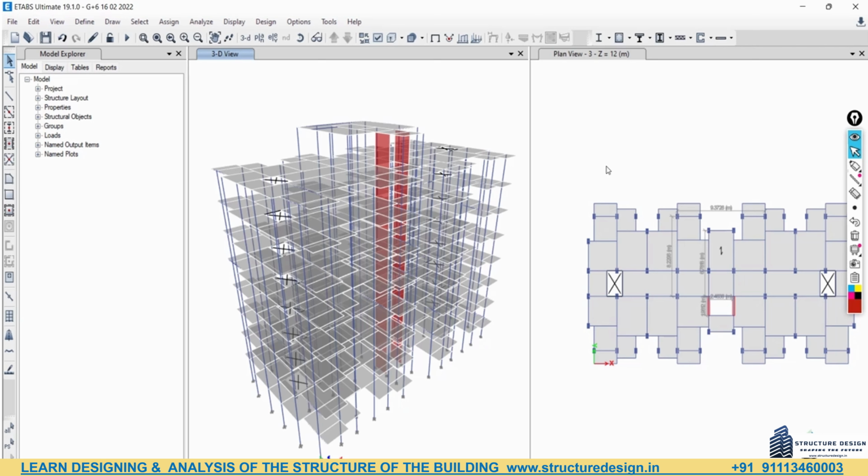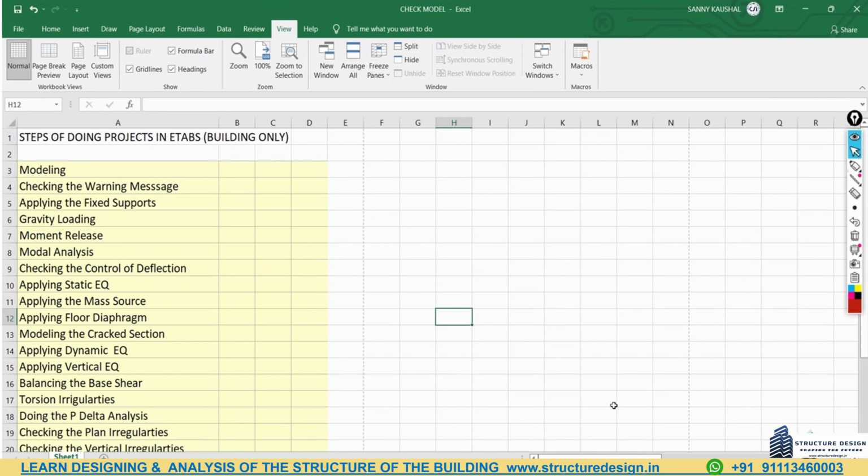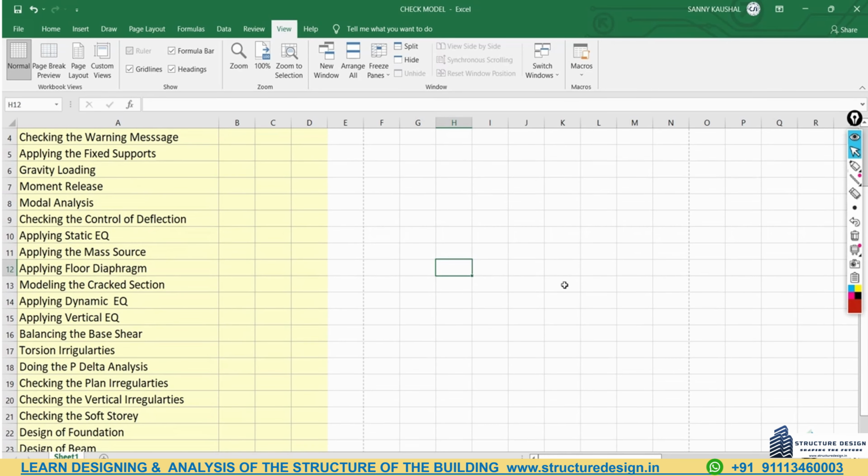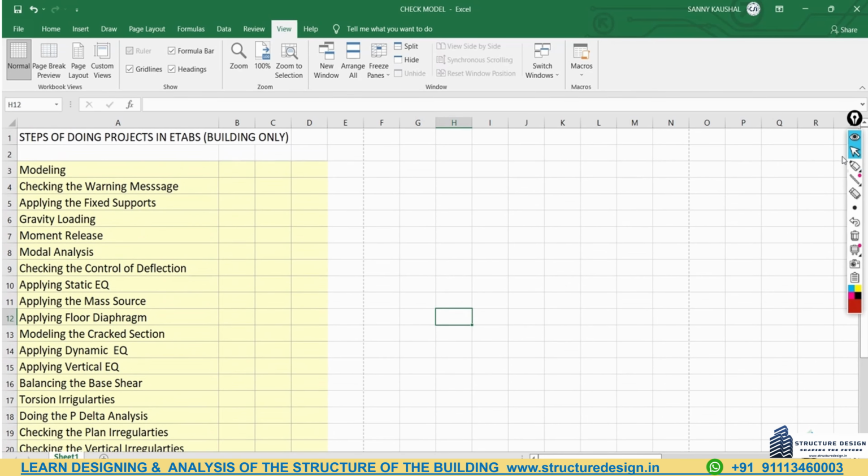Hello everyone. Now we are going to start earthquake design. But before starting the earthquake design, let me tell you what things we have completed in this model. If you look at the steps that need to be performed in the ETABS model, they are written here, and in these steps we have completed the first few steps, that is the modeling part.